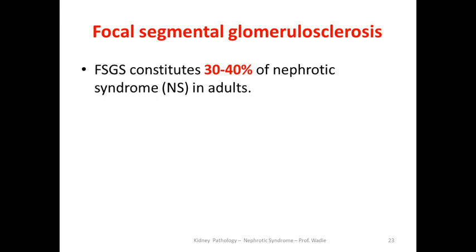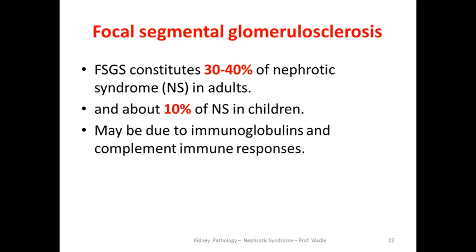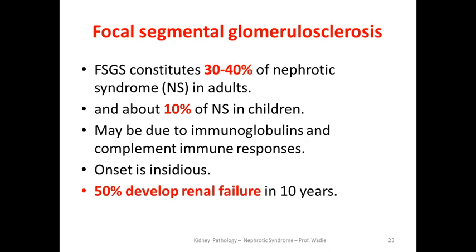So focal segmental glomerulosclerosis constitutes 30 to 40% of the nephrotic syndrome in adults as the most common cause, as we mentioned, and about 10% of nephrotic syndrome in children. It may be due to immunoglobulins and the complement immune responses. It has insidious onset, that is to say slowly developing, and here you can see that 50% of patients with focal segmental glomerulosclerosis develop renal failure within 10 years.